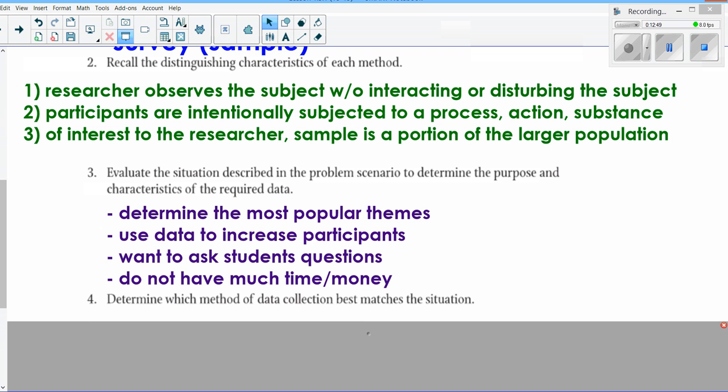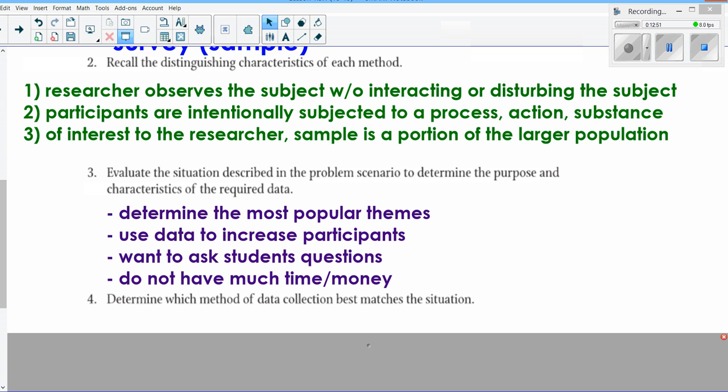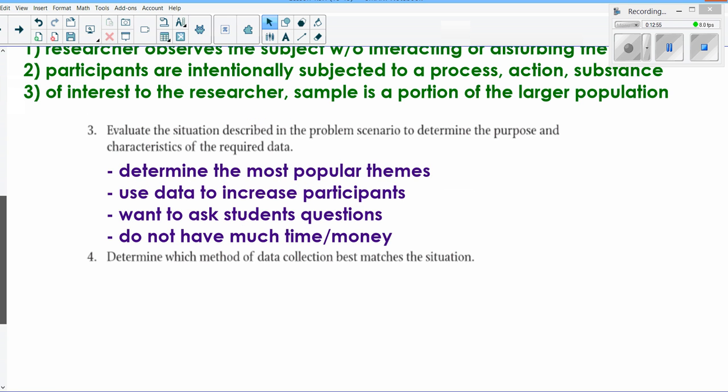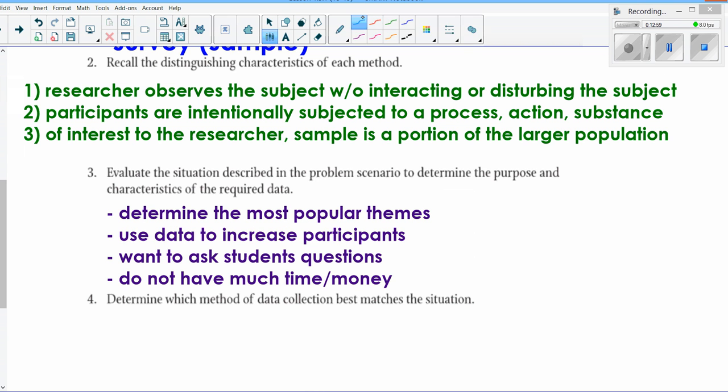Okay, based off of this, we should be able to determine that the most appropriate method, I have to write, that the most appropriate method is, I'm going to say therefore, actually not therefore, is a sample survey. Okay, a sample survey, it's not an observation because they want to talk to people, and that's not observing.